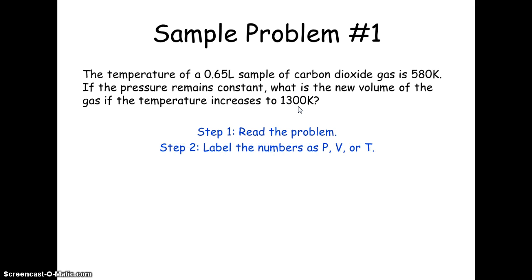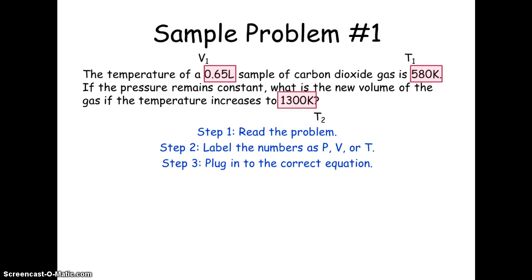So our next step is to label the numbers as pressure, volume, or temperature. Our starting 0.65, that's going to be our starting volume, so that's going to be V1. Our starting temperature is going to be T1, 580 Kelvin. Our ending temperature is going to be T2, that's 1300 Kelvin. And what we're solving for is going to be volume 2, the volume at the end.